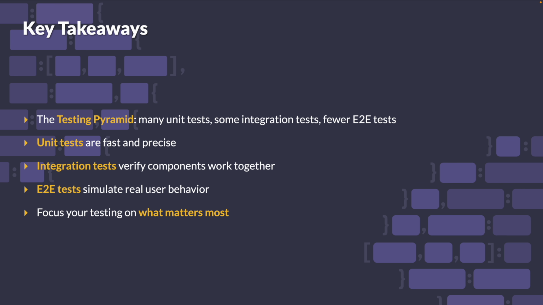So let's summarize what we've learned. The testing pyramid: many unit tests, some integration tests, fewer end-to-end tests. Unit tests are fast and precise.